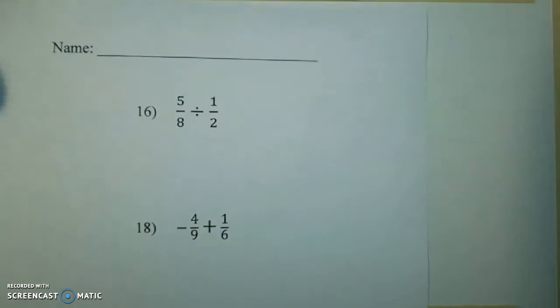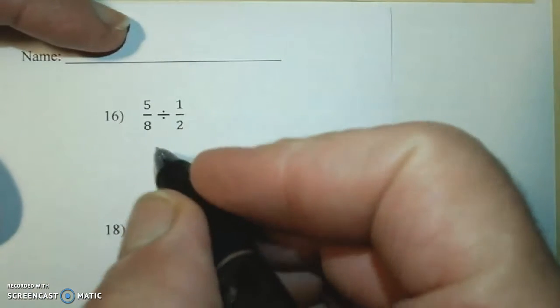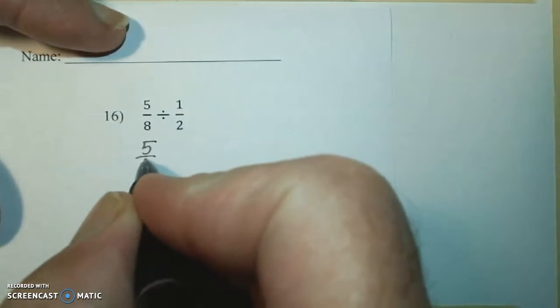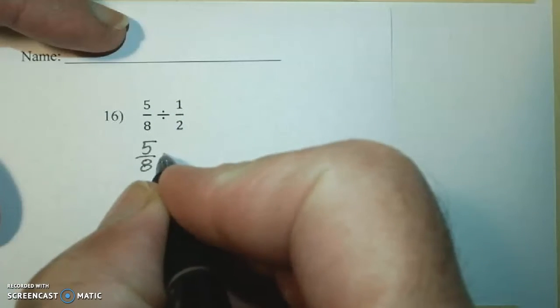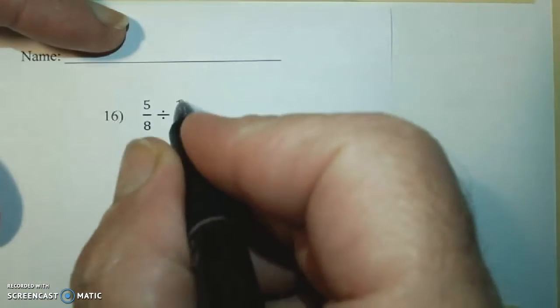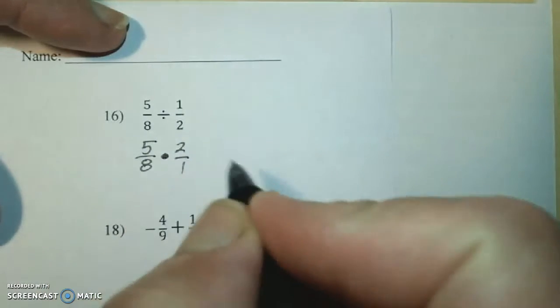Number 16, dividing fractions. You don't really divide fractions. You multiply by the reciprocal. Or, as you guys tend to say, you keep, you change it, or dot, and then flip. The reciprocal of 1/2 is 2 over 1.